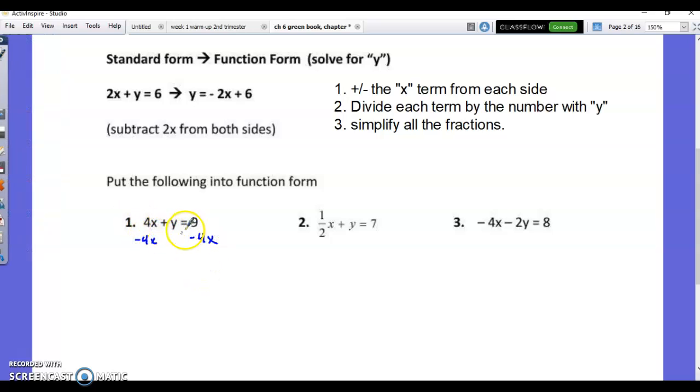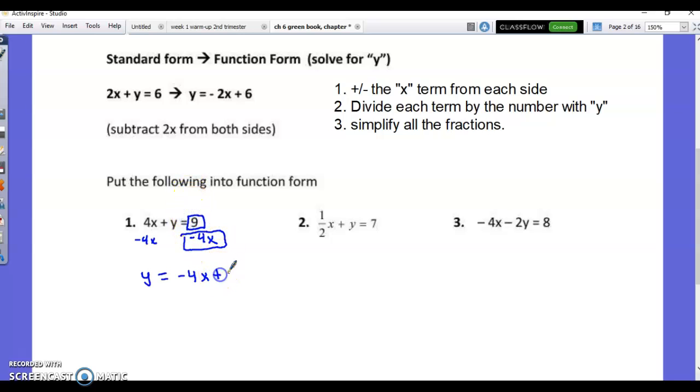So when I do that, I rewrite it. I get y equals, and I'm going to write the x term first. I'm going to start you off there because I think it's important when we get into graphing lines, you're going to want to do that. So we're going to write the x term first, -4x, and then this 9 second.